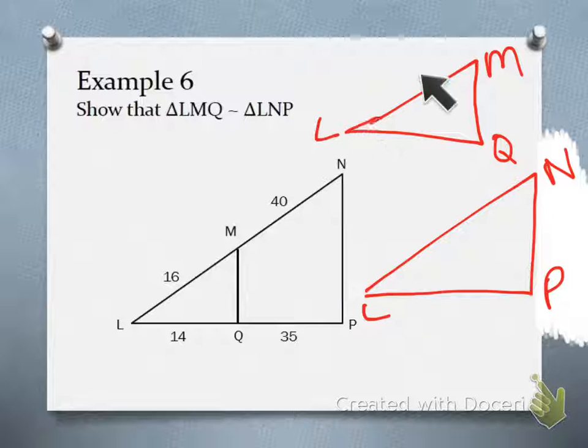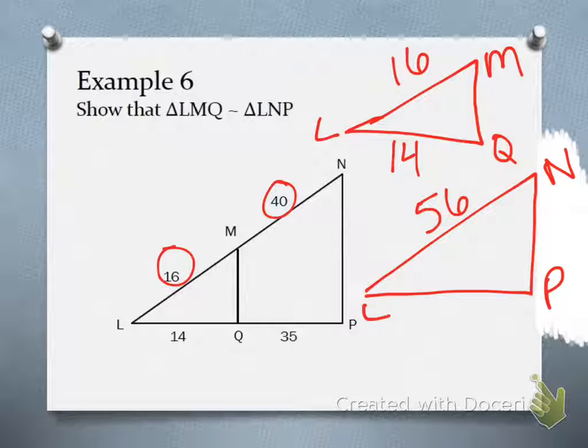What can I label LM? 16 and LQ, 14. What about LN? 56. Okay, we added these two together to get 56. And what about LP? 49. So again, we add the two segments together to get the whole side down at the bottom there. So we added those together.